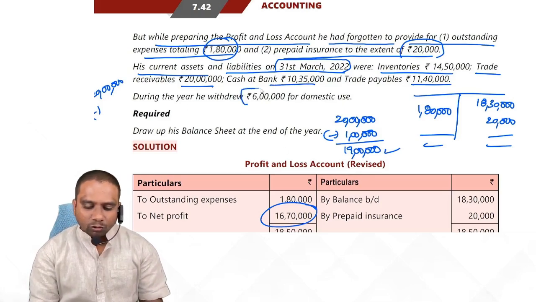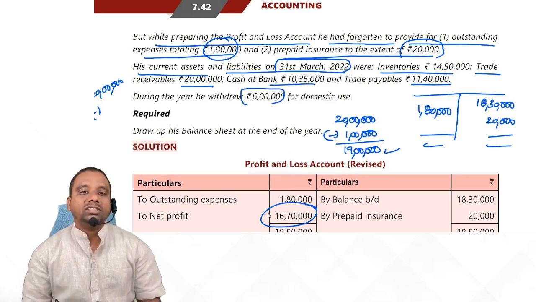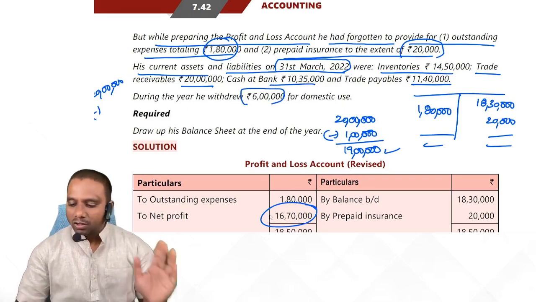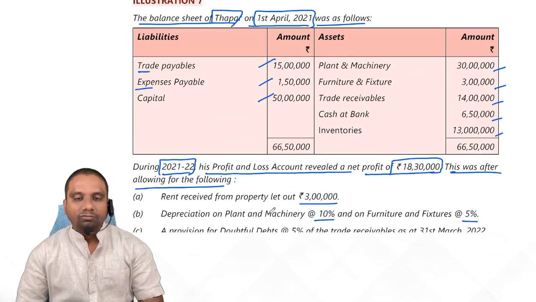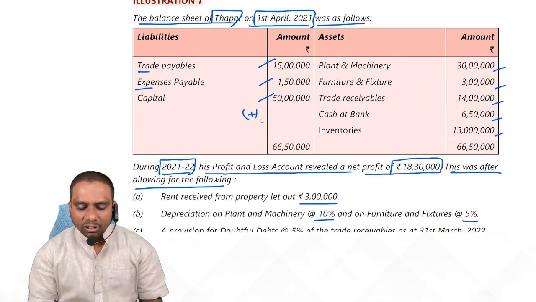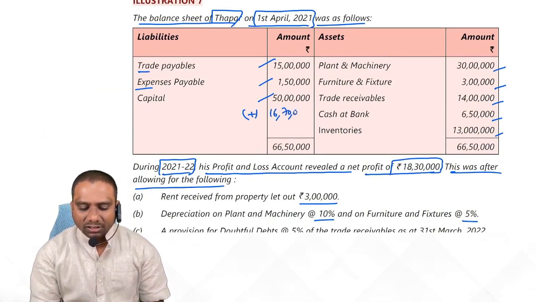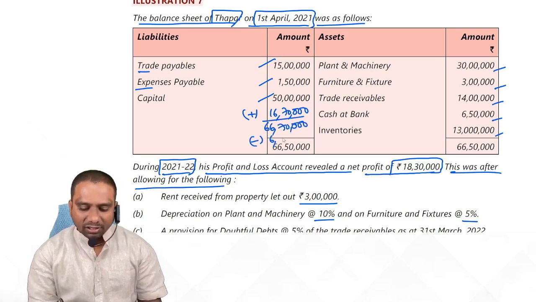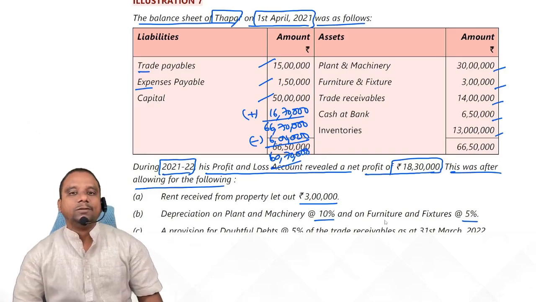During the year he withdrew 6 lakhs for domestic use. Here what is the important calculation? Capital. Already opening capital, how much we have? 50 lakh. Opening capital 50 lakh plus during the year we arrived at a profit of 16 lakh 70, total 66 lakh 70, minus during the year he has withdrawn 6 lakhs. So 60 lakh 70,000 is capital.